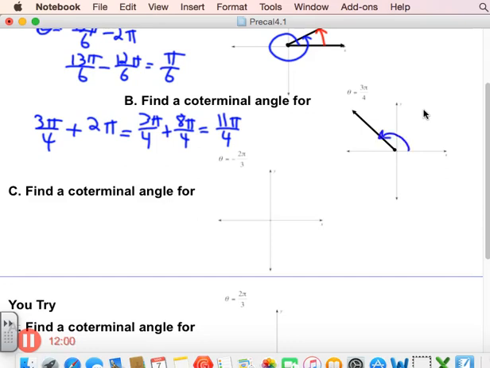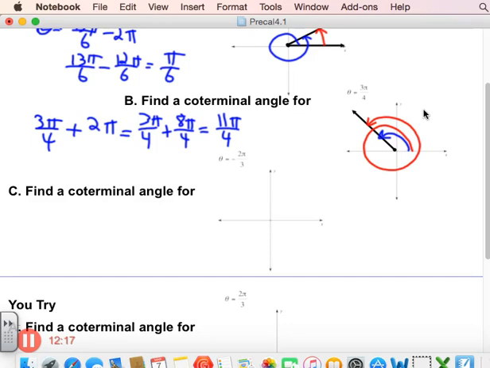All right, and then we added another 2 pi to get 11 pi over 4. So 11 pi over 4 is going to do a full circle and then come back around and stop there. Okay, because you added a full 2 pi, which means you added that full circle in. Okay, let's do one more.